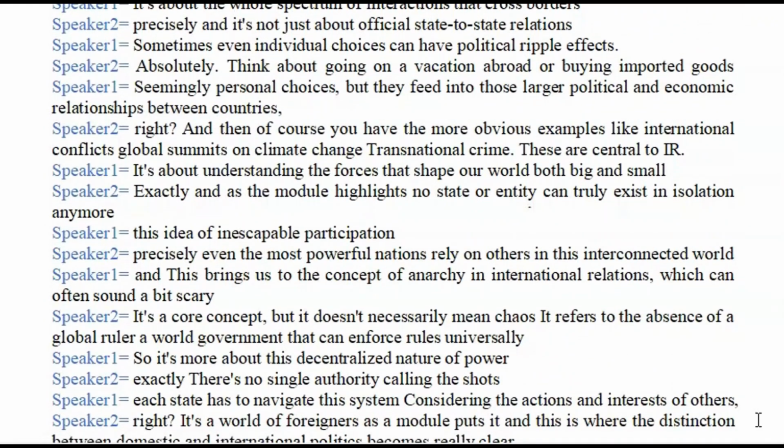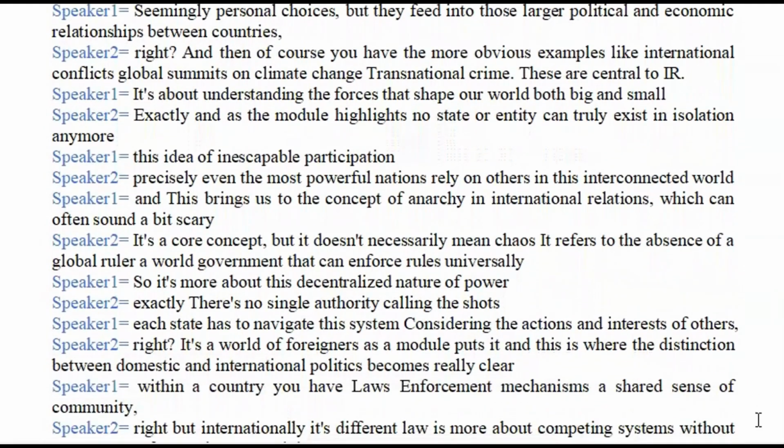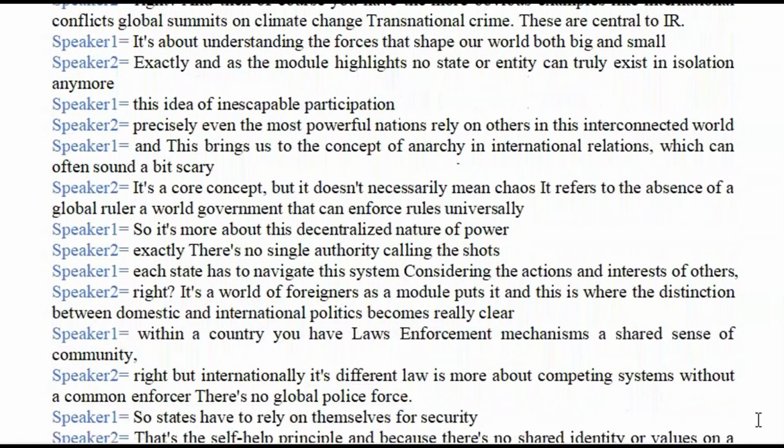Exactly. And as the module highlights, no state or entity can truly exist in isolation anymore. This idea of inescapable participation. Precisely. Even the most powerful nations rely on others in this interconnected world. And this brings us to the concept of anarchy in international relations, which can often sound a bit scary. It's a core concept, but it doesn't necessarily mean chaos. It refers to the absence of a global ruler, a world government that can enforce rules universally.